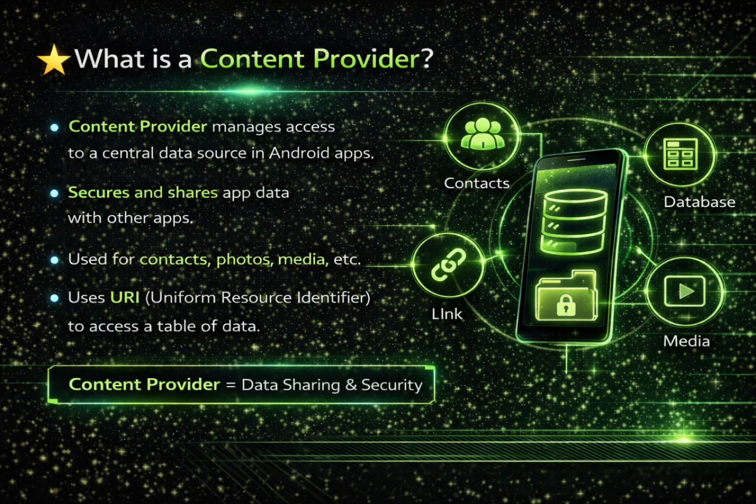A very common example is the Contacts app. Your phone stores all your contact information using a content provider. When WhatsApp or any other app wants to read your contacts, it does so through this provider. This ensures security because the provider checks permissions before sharing any data.